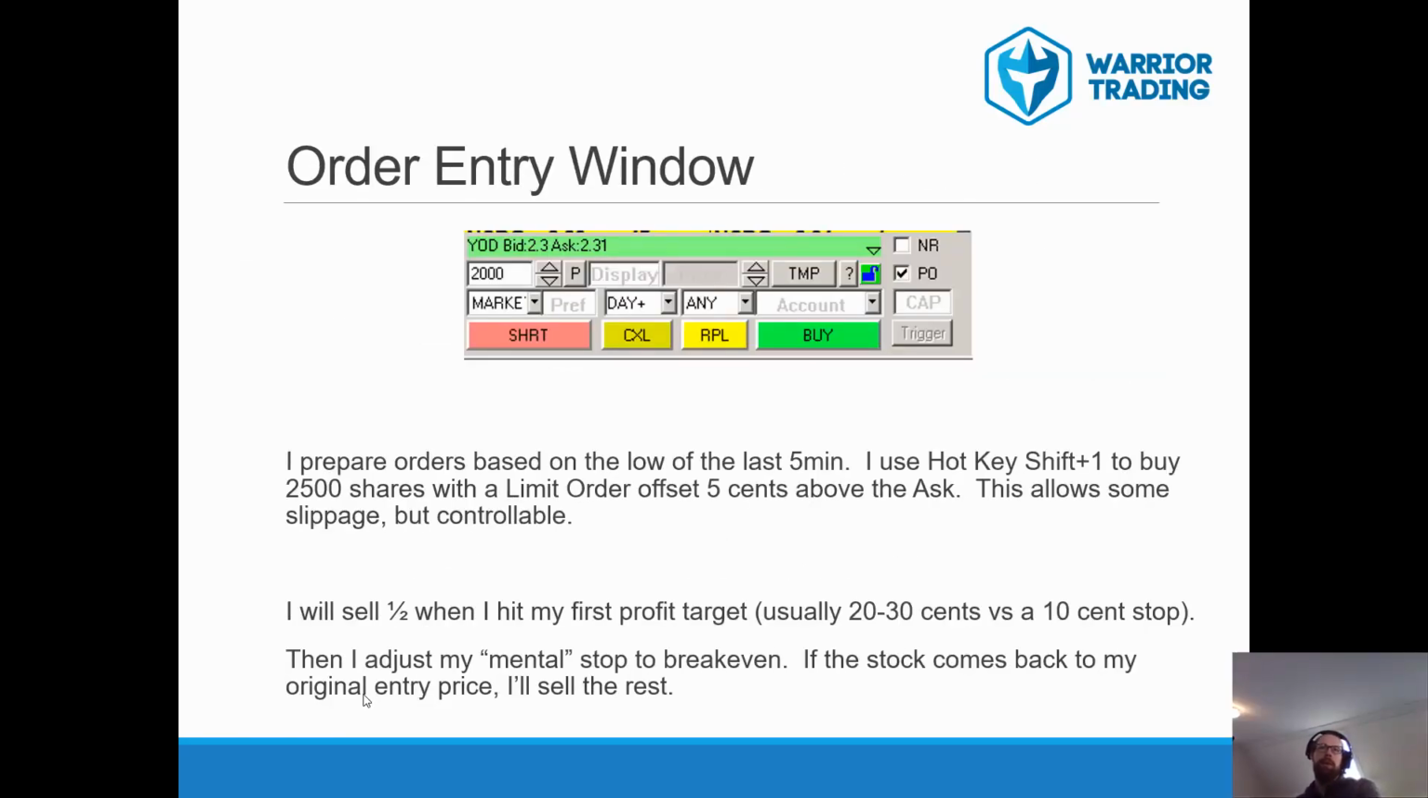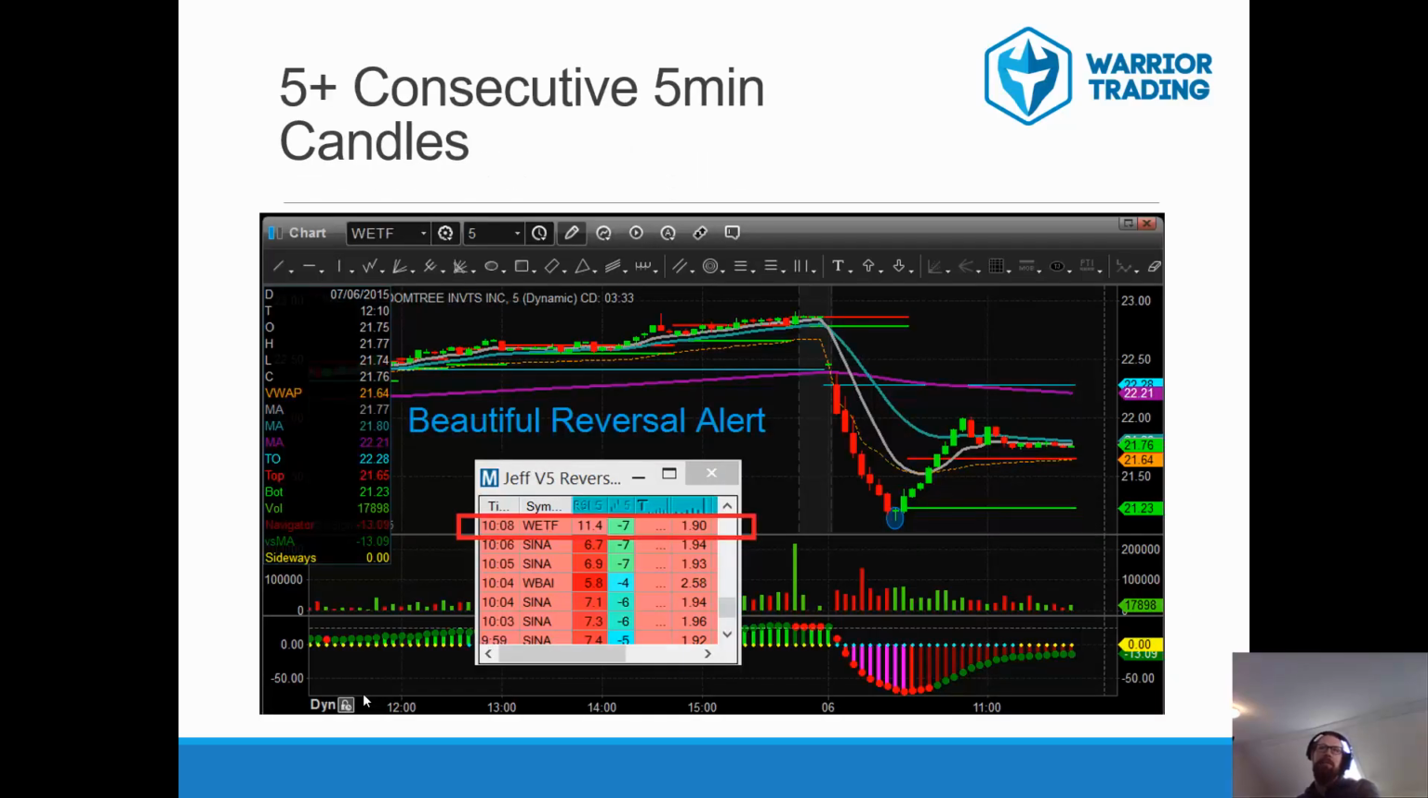So I prepare my orders the same as always, typing in my share size and typing in my price, ready to press the buy button or the short button. I can use hotkeys, but I prefer not to. So this is an example, of course, that we looked at before of 7 consecutive candles. First candle to go the other direction is the entry. So anytime you have 5 consecutive candles, it's worth taking a look at it.